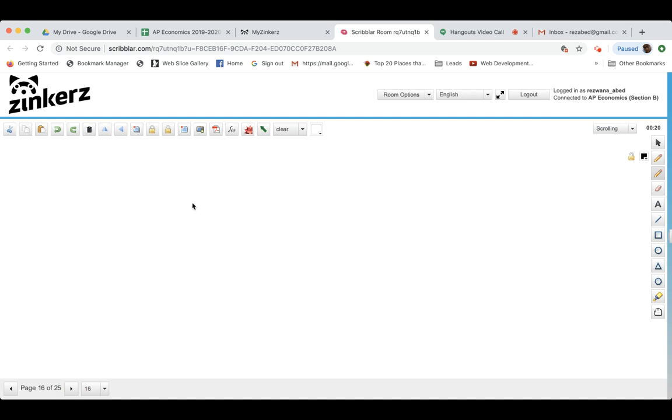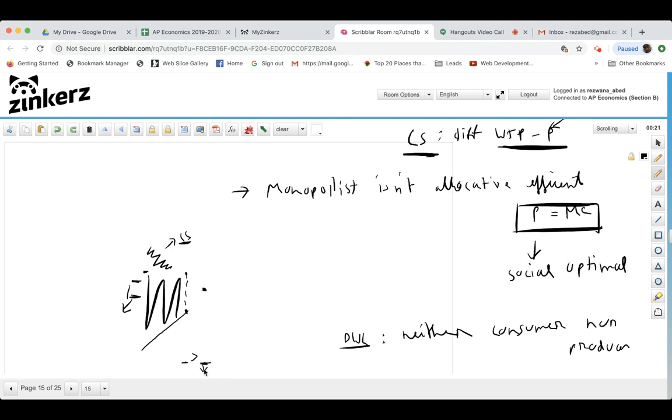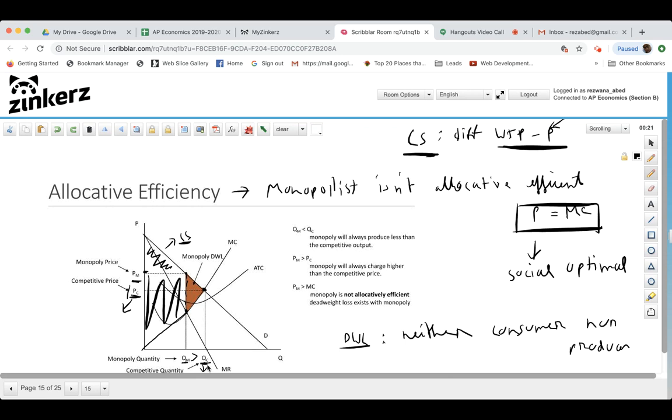All right. So today we're going to start with this idea of productive efficiency, as opposed to allocative efficiency. Allocative efficiency was this idea of producing a quantity where P is equal to MC. When you do this, you are producing the amount that society desires, right? So this QC was the amount that society wants monopolists to produce.